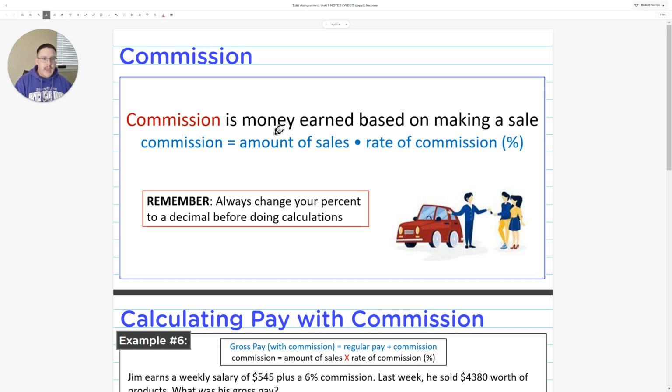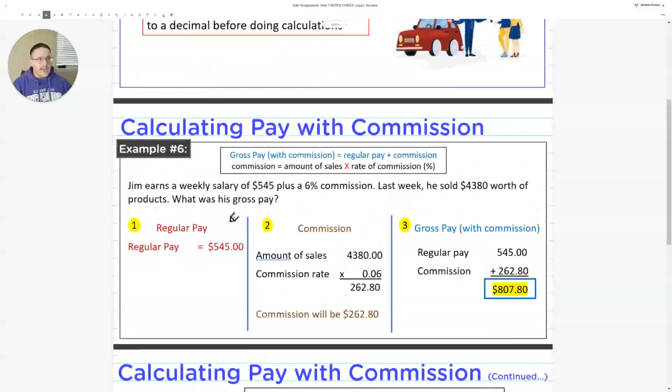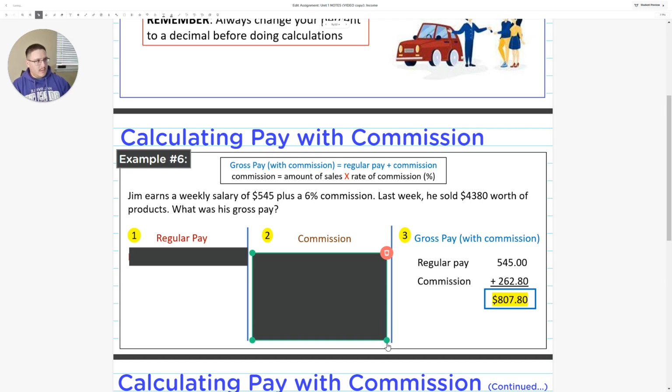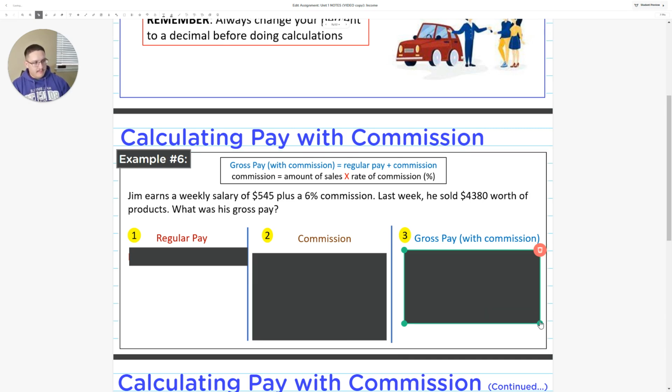This applies to people that are in sales like car salesmen, mattress sales, or any other type of furniture sales, anything that involves sales of a product. You may get a commission based on the amount that you sell to people. So calculating pay with commission, just like with overtime, this has got to be broken up into different parts. So I'm going to cover up these parts, and then we will go through them or reveal them as we go through the problem.